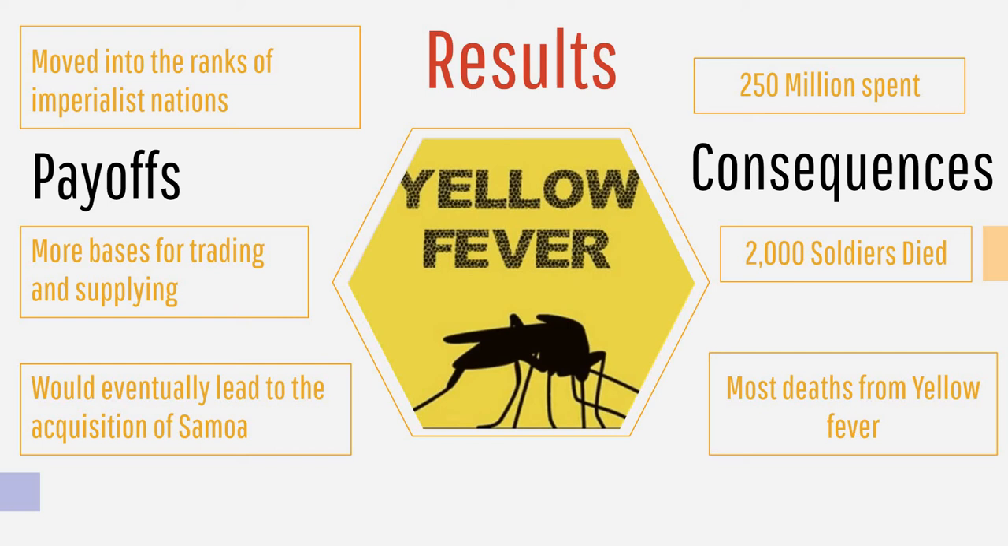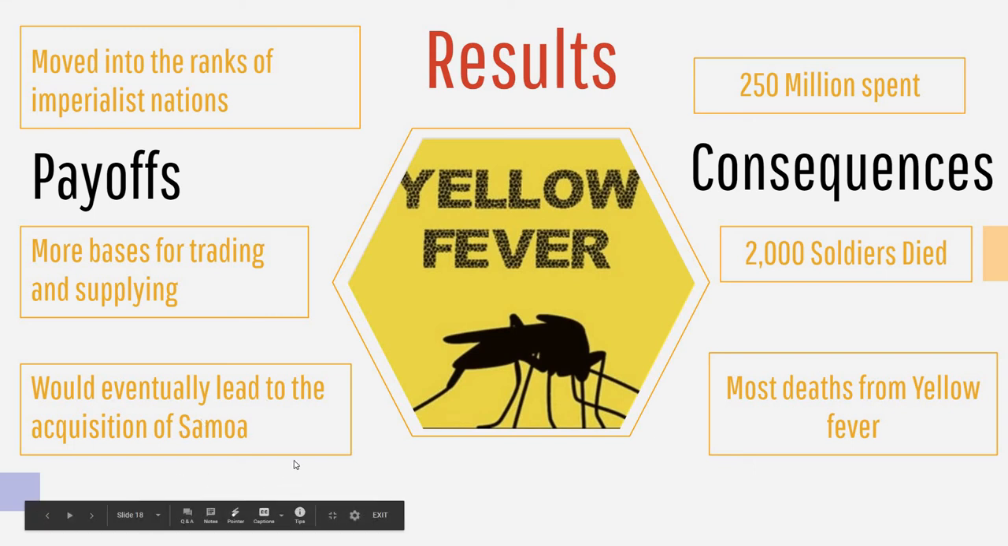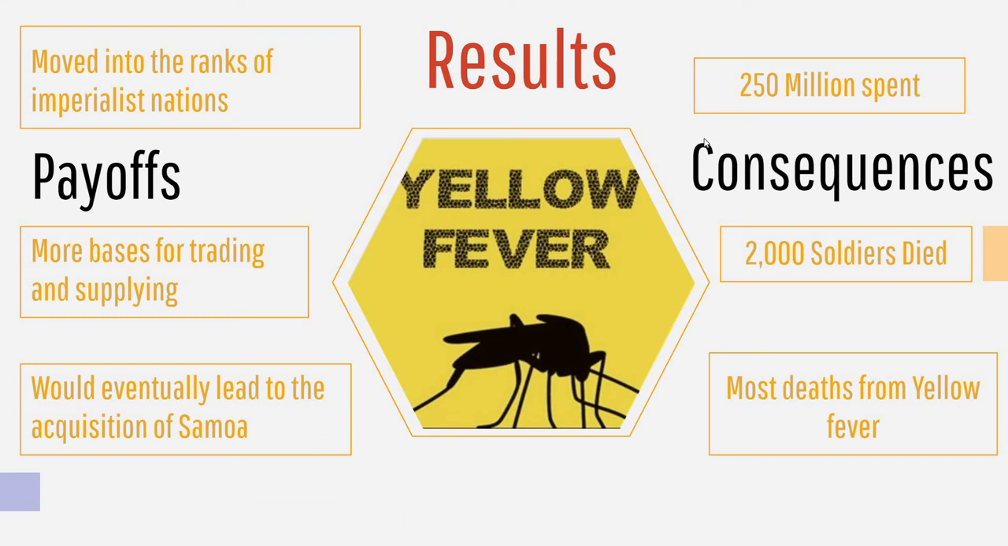At this point, a lot of that land is already taken up, but this is the United States' first steps into imperialism, into the ranks of the imperialist nations, these world powers. They get more bases for trading and supplying. The Philippines is a major base for resupplying for Asia. And of course, Cuba and Puerto Rico are massive parts of controlling the Caribbean. Eventually this would lead to the acquisition of Samoa, another island in the Pacific, in the same region as the Philippines.